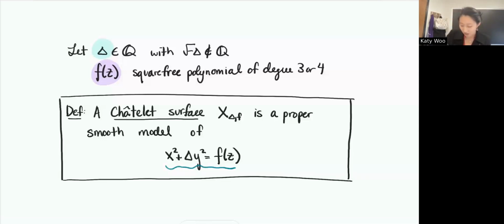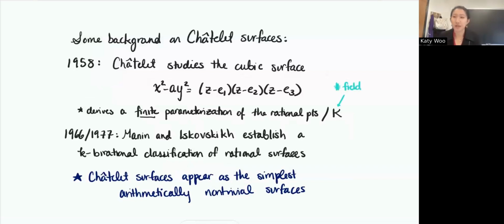So some historical background on Châtelet surfaces. Châtelet originally studied the surface x squared minus a y squared is equal to (z minus e1)(z minus e2)(z minus e3). So this is the case when f of z is a cubic that splits into three distinct linear factors. This will be a cubic surface, and Châtelet showed that there's a finite parameterization of the rational points over a number field on this surface.